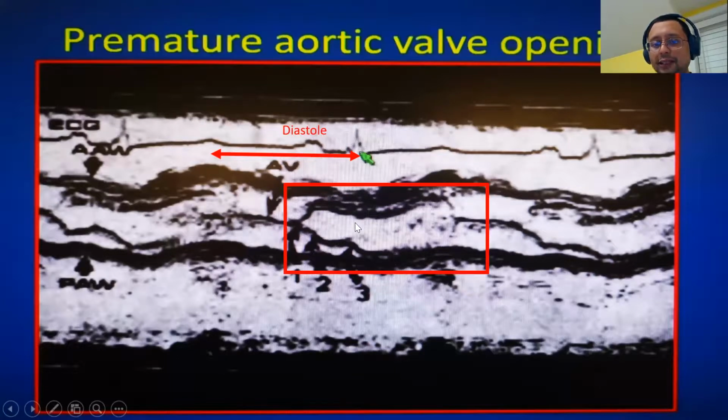It should start open in systole, but you can see it open very early in diastole. Okay, this is premature aortic valve opening. So you have premature mitral valve closure and premature aortic valve opening.